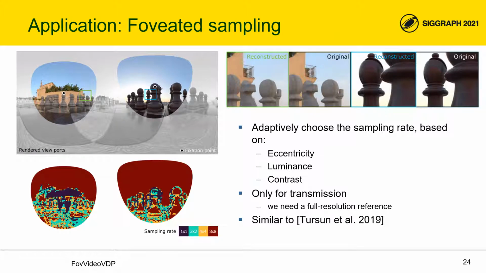The second application was foveated sampling. Here we wanted to render video for VR and transmit over a wireless link. And to save on bandwidth, we want to use the largest sampling rate possible. We want to choose the sampling rate based on eccentricity, luminance, and contrast. So here our metric predicted that when we are looking at the pawn over here, the edges of the pawn need to be rendered at a higher resolution, but because the sky is mostly flat, we can render it at the lowest sampling rate.